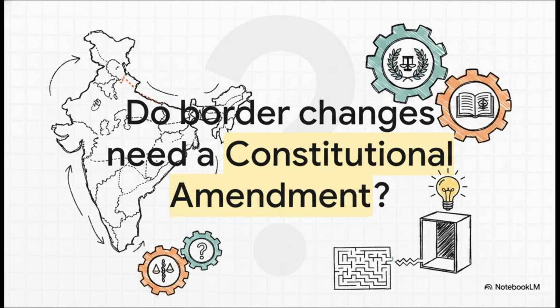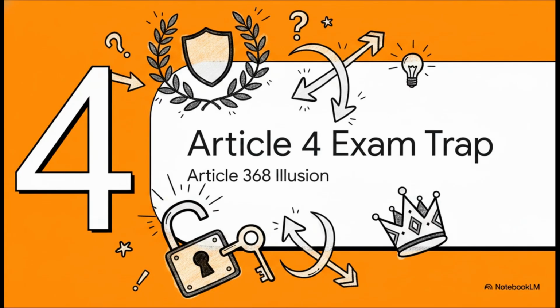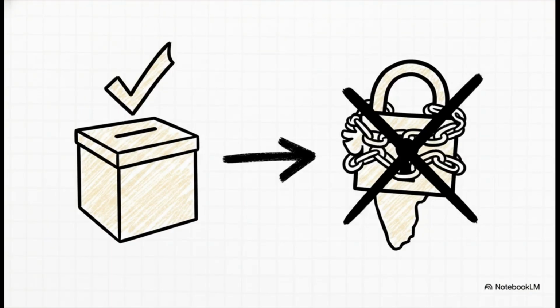Now I want you to think about this next question very carefully. Do these massive border changes under Articles 2 and 3 require a formal constitutional amendment under Article 368? Well, here comes the ultimate examiner's trick that catches so many aspirants completely off guard. Let's dive into Section 4, the Article 4 exam trap, also known as the Article 368 illusion. Article 4 explicitly states that laws made under Articles 2 and 3 are not deemed to be an amendment of the Constitution under Article 368.